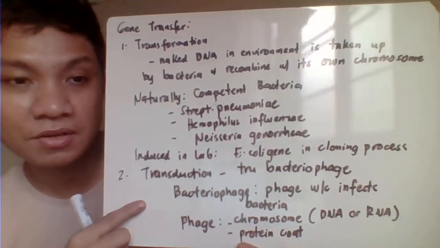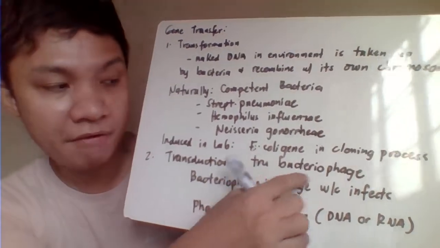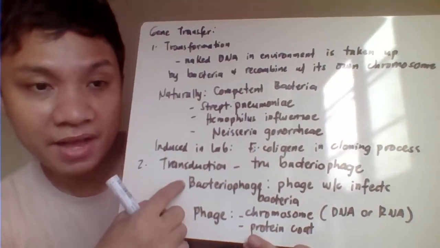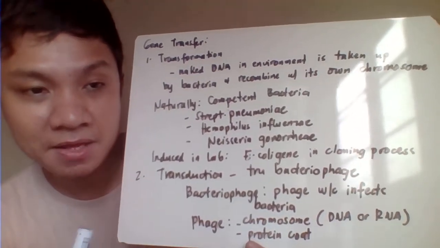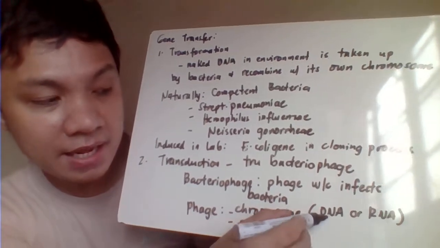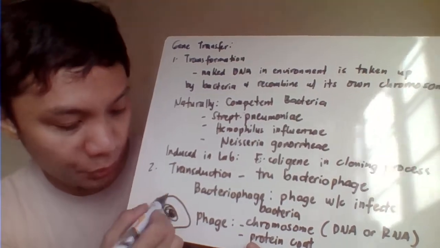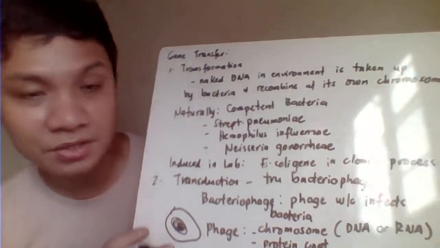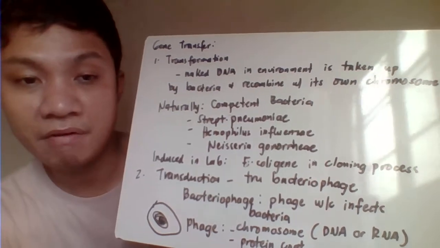Genetic recombination through transduction is basically mediated by a bacteriophage. A bacteriophage is just a phage, which tries to infect bacteria. The phage itself is another organism. It primarily contains its chromosome, which is either DNA or RNA. Then it has its own protein coat which surrounds the chromosome. Again, transduction is the process of genetic recombination through a bacteriophage.